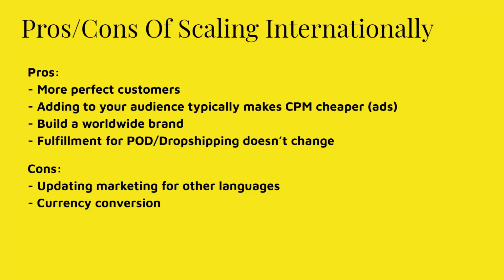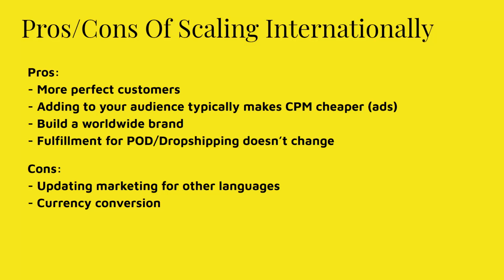And obviously the biggest one is more perfect customers, right? More perfect customers, that just means you're going to make more money. You find more perfect customers regardless of where they're at. You want to sell to them. You want to showcase your niche products to them. You're going to make more profit because you're finding more perfect customers.